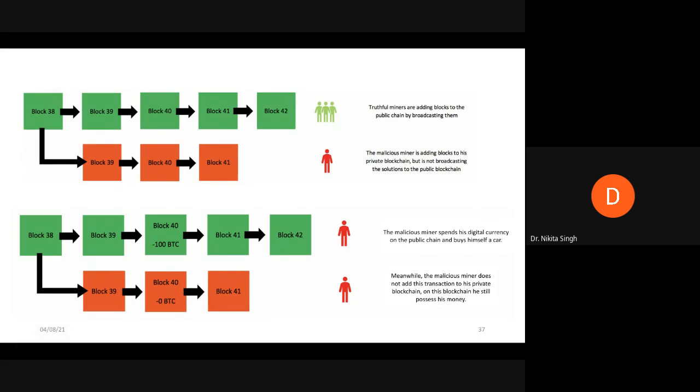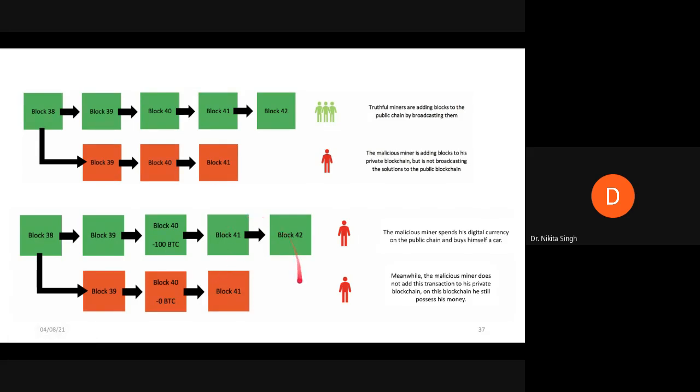Now, the truthful miners are adding blocks to the blockchain, but they are doing it at a slower pace. Why are they doing it at the slower pace? Because they are broadcasting their transactions. Whenever a block has been created, that block is being broadcasted to all the miners, all the nodes present in the network, so that they can add that block to their blockchain. But here, this dishonest miner keeps creating a blockchain. He verifies that blockchain, but he's not broadcasting. And since you're not broadcasting your blockchain, you are saving time.